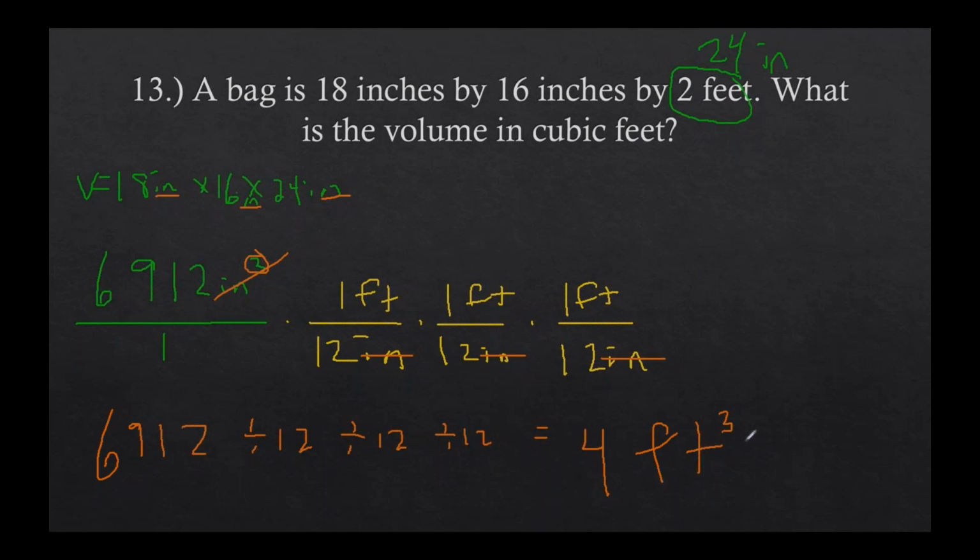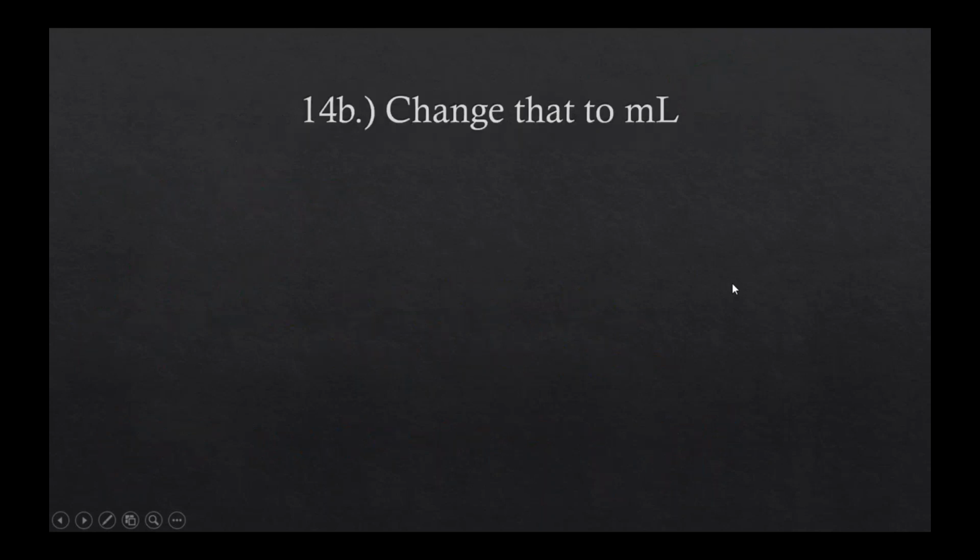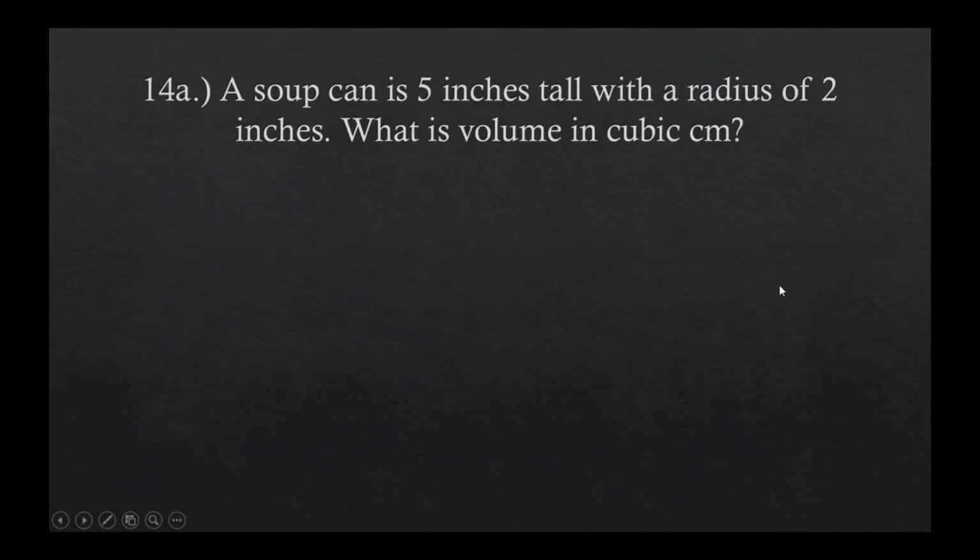All right. I think you got that process down. I hope. So now let's go to a cylindrical shape. A soup can is 5 inches tall with a radius of 2 inches. What is the volume in cubic centimeters?